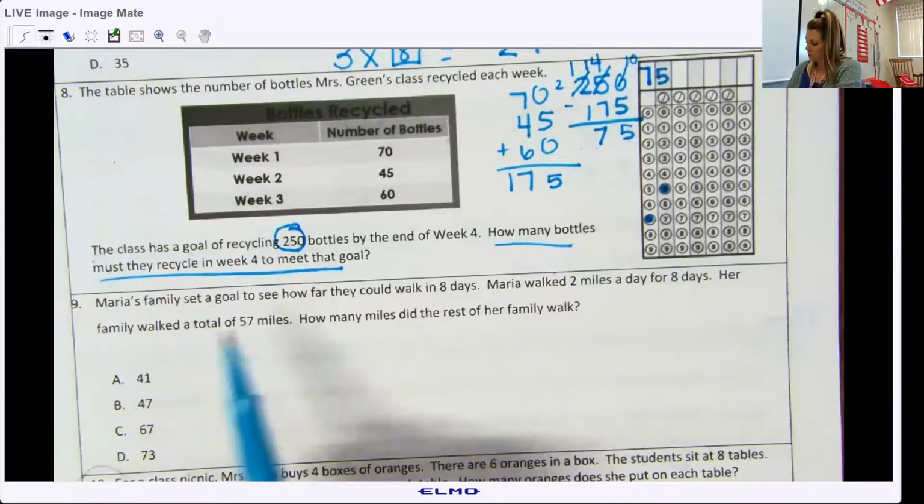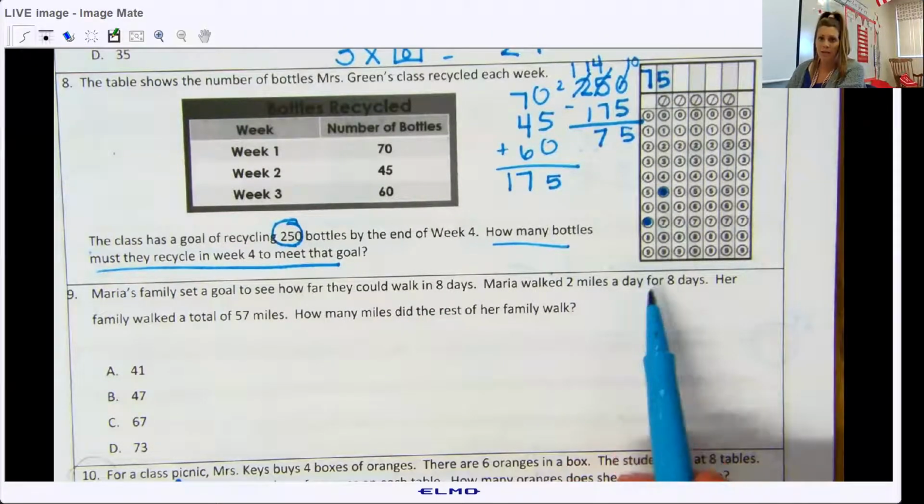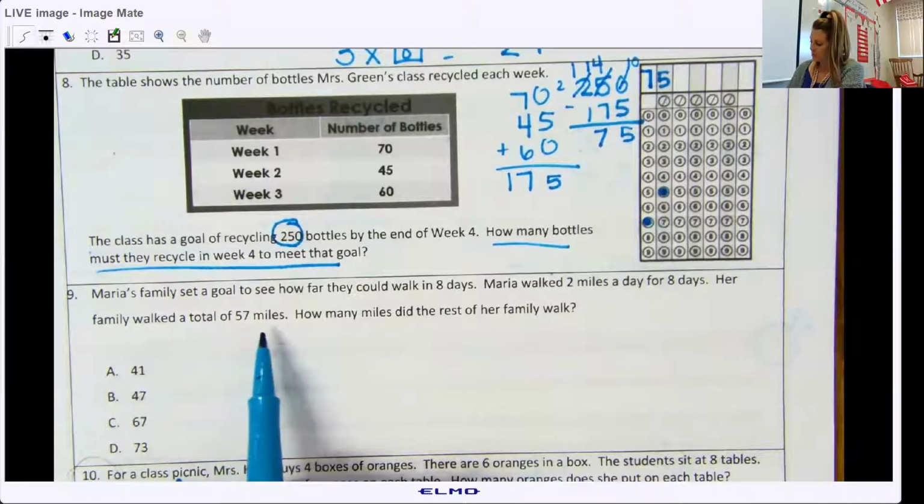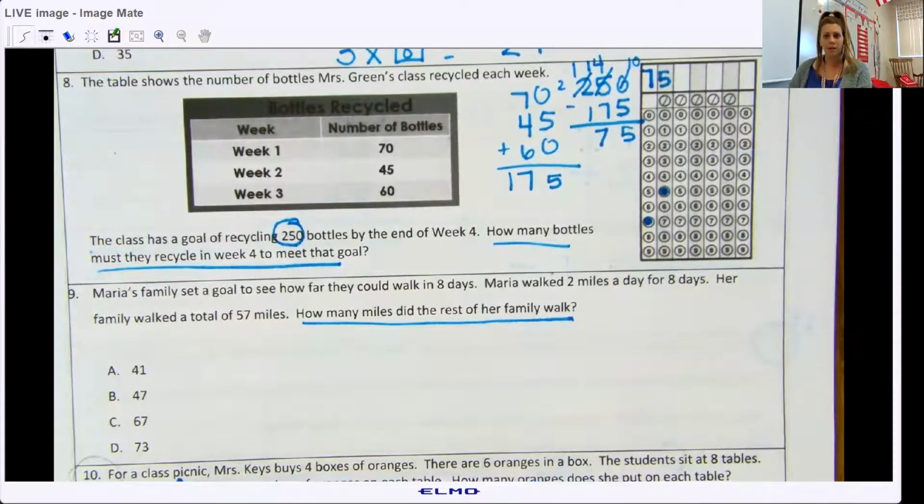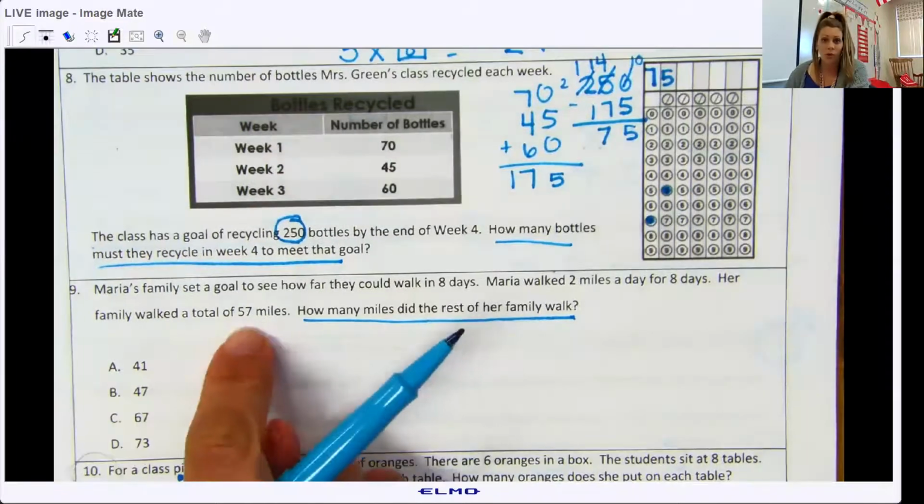Maria's family set a goal to see how far they could walk in 8 days. Maria walked 2 miles a day for 8 days. Her family walked a total of 57 miles. How many miles did the rest of her family walk? All right, pause it and solve it. All right, we don't know how many her family walked, but we can figure out Maria's and then use that information with our total to figure out the family's mileage, right?